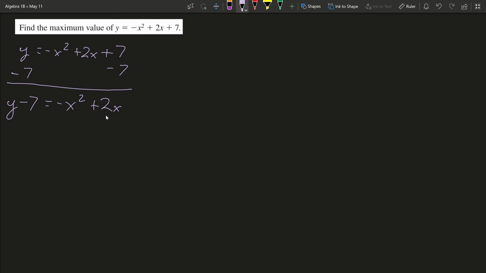Alright, and this a has to be positive right here. So we need to factor this negative out. So when we factor this out, it's going to look like this. Minus 2x. Remember that this also changes. So now, let's see here. Now we can complete the square for this portion right here.